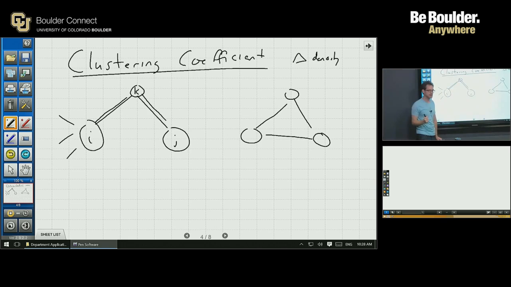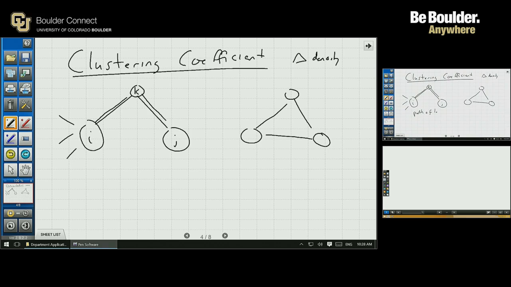So this goes by various names, path of length 2. It also goes by a wedge. So I'll write the names that people will use to describe this. Path of length 2, wedge, open triangle, which is a terrible term. And there may be some others. This is a triangle.